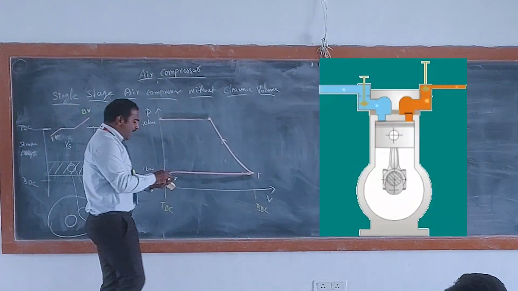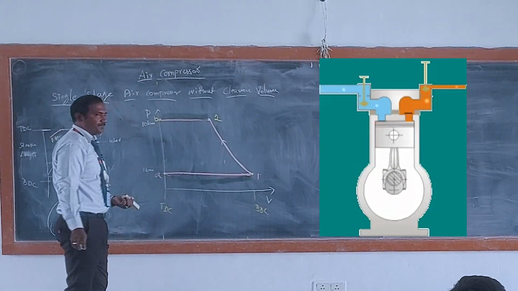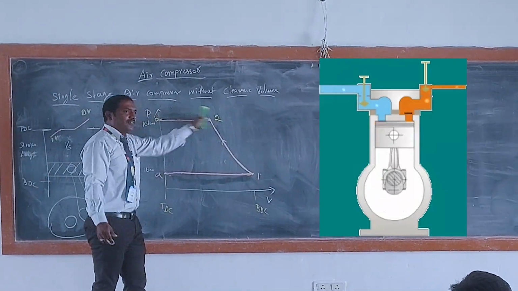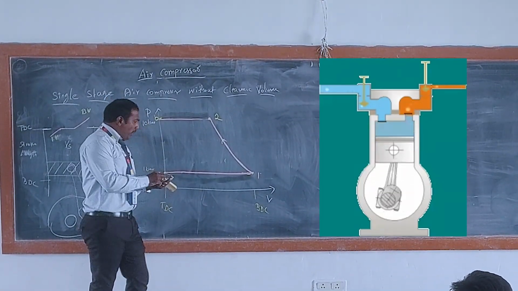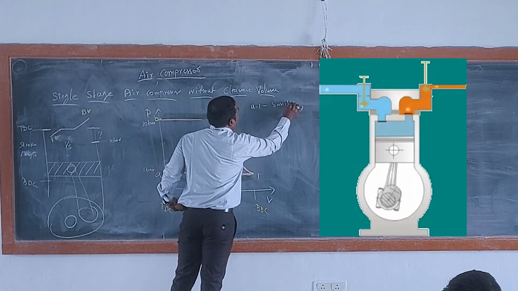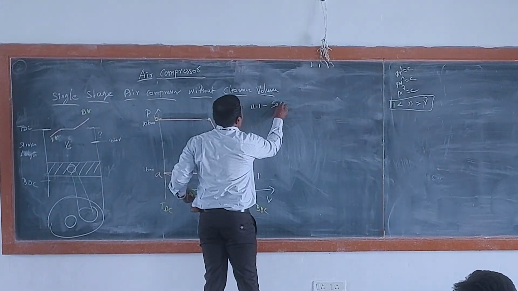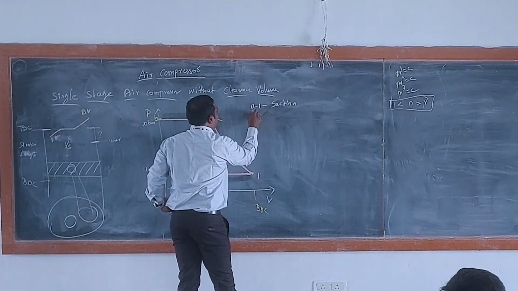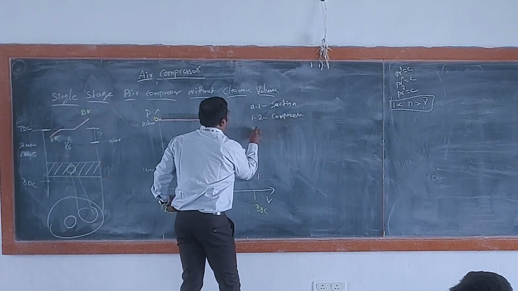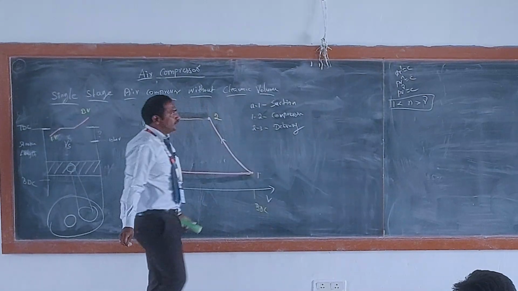So this is my 1, this is my 2, this is my A, and this is my B. Got it? Suction, compression, delivery. We have to write now. A to 1 is suction. 1 to 2 is compression. 2 to 3 is delivery. Got it? Any doubts here?